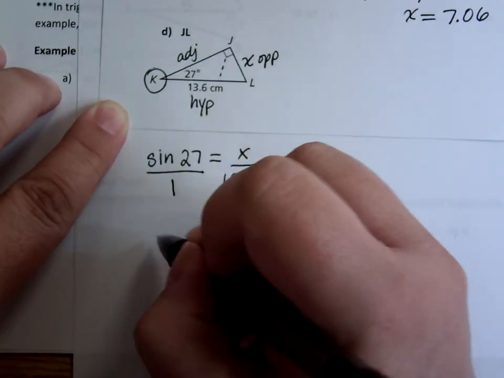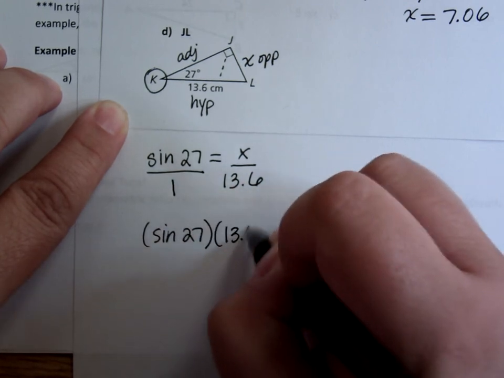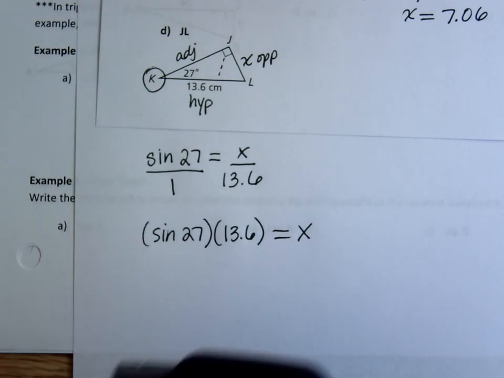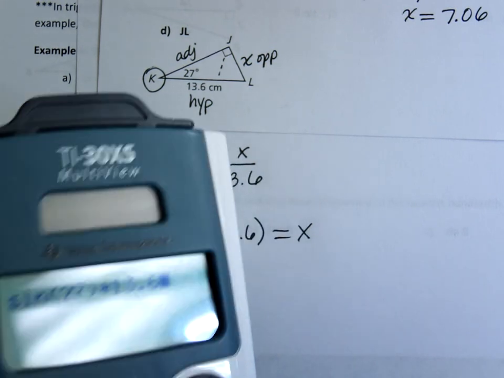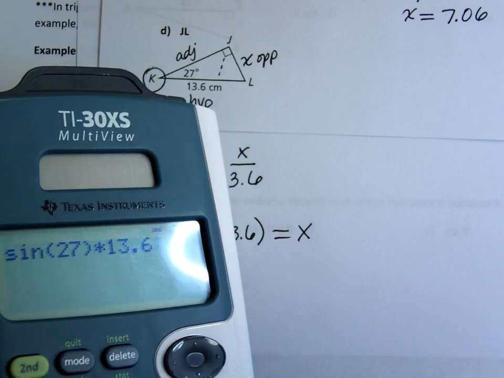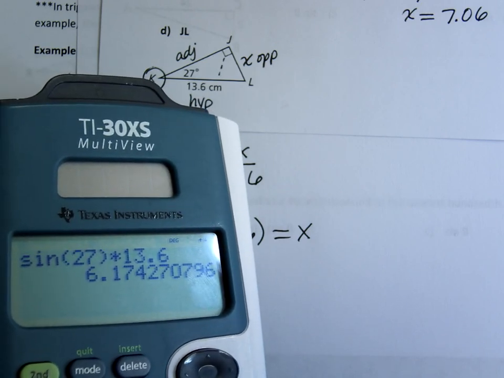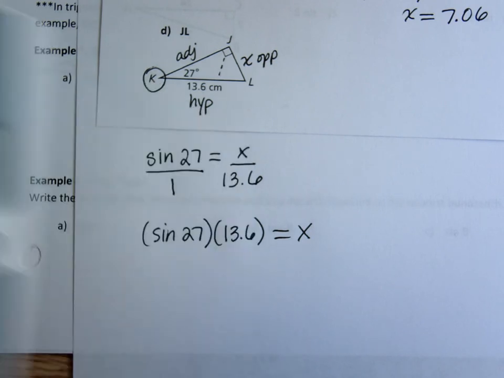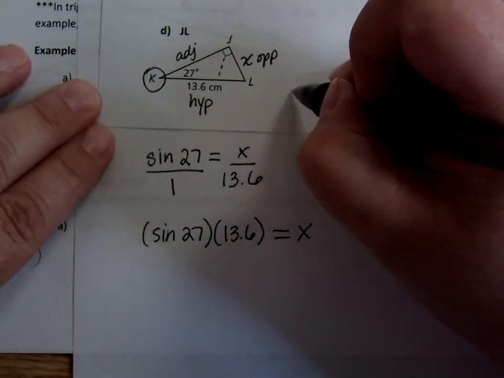That's how I set it up. I'm going to cross multiply. Sine of 27 times 13.6 equals x times 1. That's just x. Sine of 27 times 13.6. Please notice that I put parentheses after the 27. And I get 6.17. If I did not put the parentheses, I would not have gotten the right answer. Okay, 6.17 is my x, which is the length of JL.